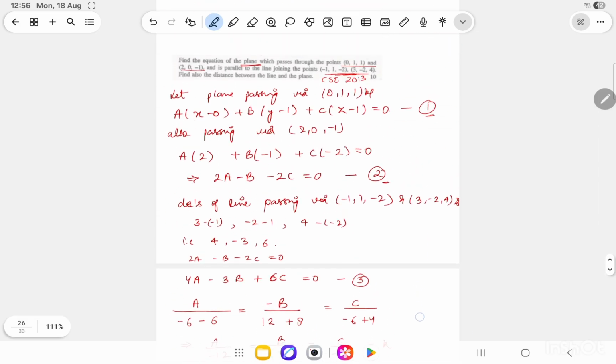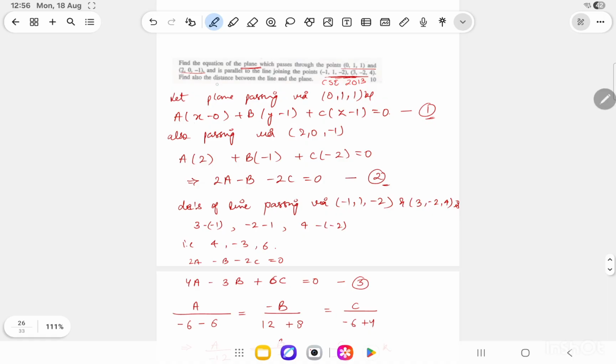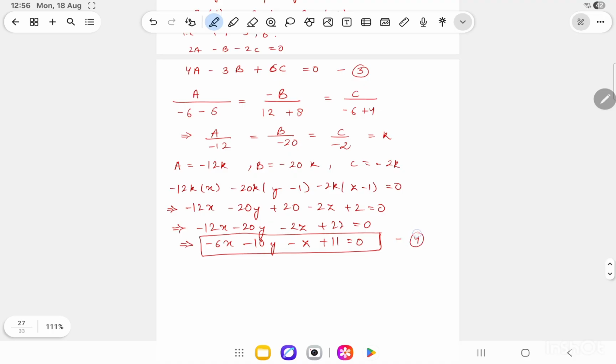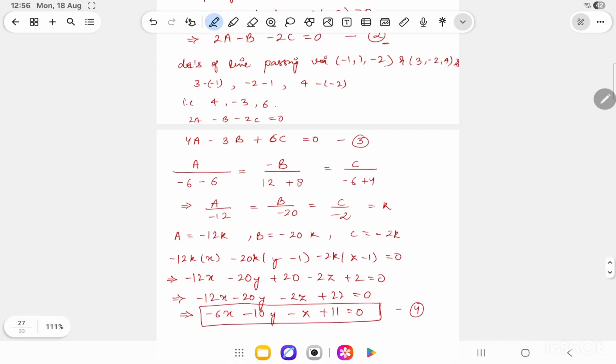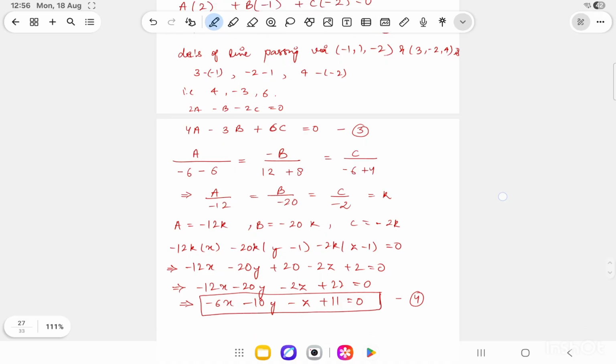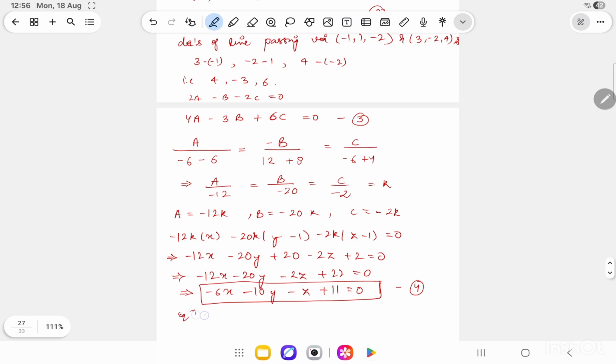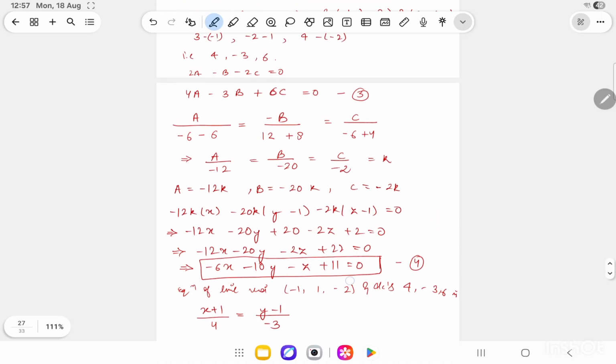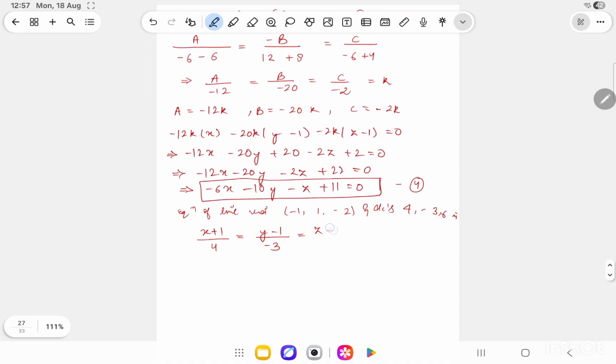And they have asked something as well. Further they have asked, what is the distance between line and the plane. Okay, so let us name this as equation number 4. We have earlier calculated direction cosines of the line which is passing through given points, so we can just calculate equation of line as well. Equation of line via (-1, 1, -2) and DCs as 4, -3, 6 is (x plus 1) upon 4 equals (y minus 1) upon -3 equals (z plus 2) upon 6.